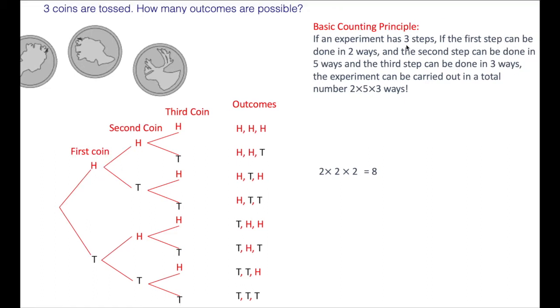If an experiment has 3 steps, if the first step can be done in, let's say, 2 ways, and the second step can be done in 5 ways, and the third step can be done in 3 ways, then the experiment can be carried out in a total number of 2 times 5 times 3 ways, which is 30 different ways.